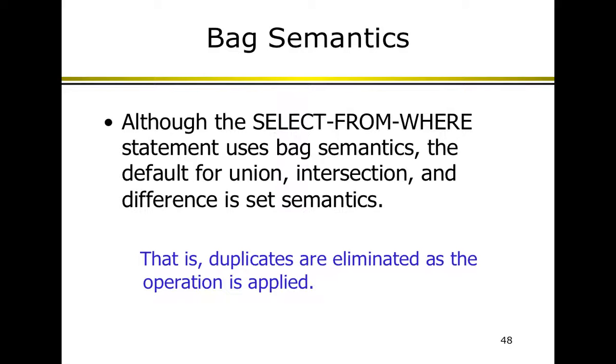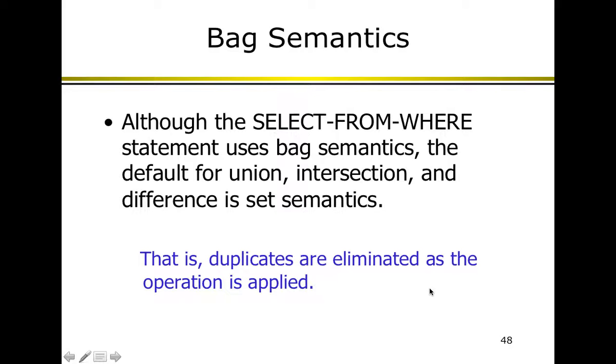Although the select from where statement uses bag semantics, remember, a bag is duplicates. The default for union, intersect, and difference is set semantics. It'll turn it into a set, which means if you bought 5 mice, you still bought only 1 mouse, because it takes the duplicates out for you automatically. These keywords will automatically remove the duplicates for you.